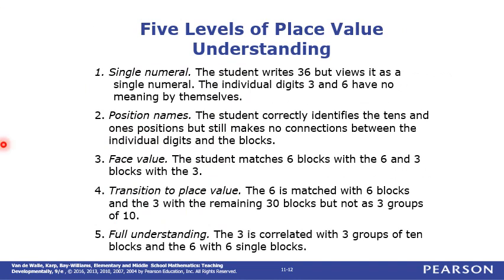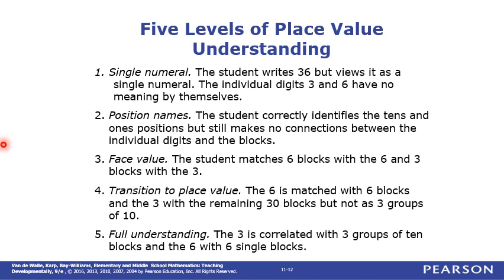Now, here's an assessment tool for you. There are 5 distinct levels of understanding of place value. And you, as the educator, should be in tune to each of them so you can help your students progress through each. So the first stage is single numeral. In that stage, the student writes 36 but views it as a single number. The individual digits 3 and 6 have no meaning by themselves.